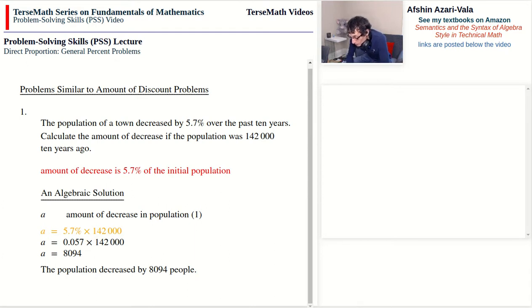Now, if this was a money problem, it would have been something similar to this. Let's say that you are very, very rich and you want to buy this super nice car, which is priced at $142,000. And it's on sale at 5.7% off. And you want to find the amount of discount. In that case, you would find 5.7% of the price of the car. And here we also have a decrease in this problem as well. There is a decrease in the population by 5.7%, and just as the amount of discount can be computed by finding 5.7% of the initial price, here we find the amount of decrease in the population by finding 5.7% of the initial population.